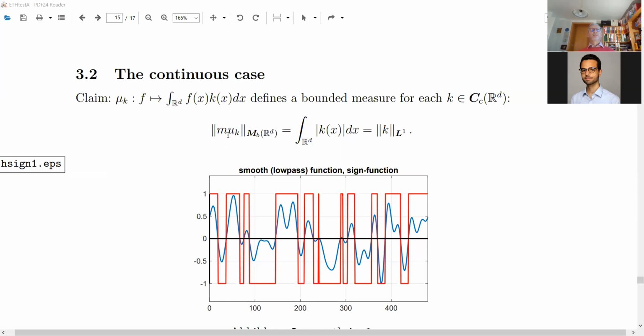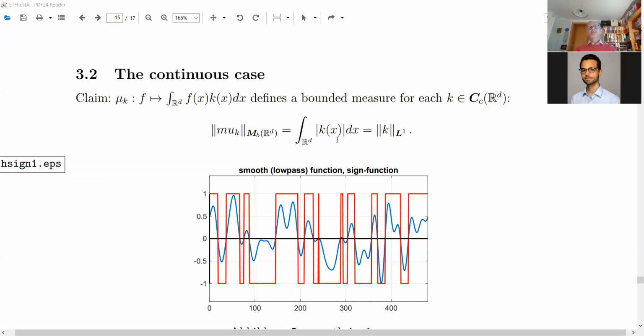Now here again there's a typo. It should be the measure induced by the density k of x. So the measure is a functional, and there is a new claim now that this is, first of all, a linear functional, a bounded linear functional, a continuous linear functional, and secondly, it has a size, and the size can be determined directly from the density k of x, and it's just the integral, and that's what we call the L1 norm.